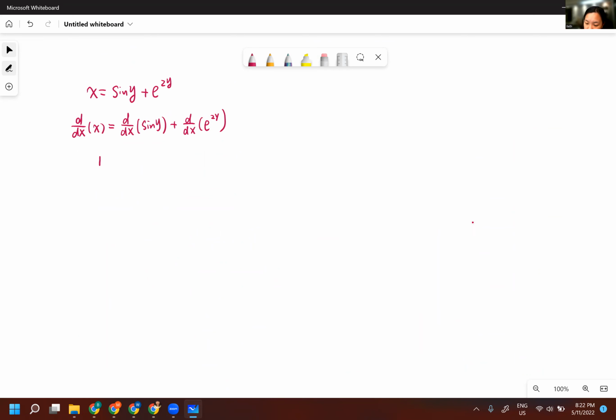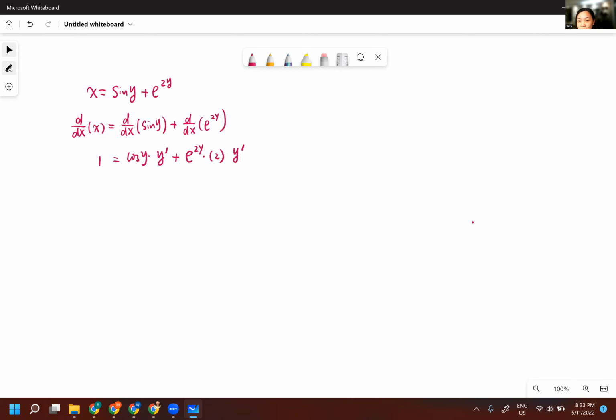And then this is y. d/dx of sine y is cosine y dy/dx. I'll just write y prime, okay? This one, d/dx of e to y, that's d/dy, so e to y times 2 dy/dx. Get this. This is 1 mark. You have to do this line correctly to get the 1st mark.